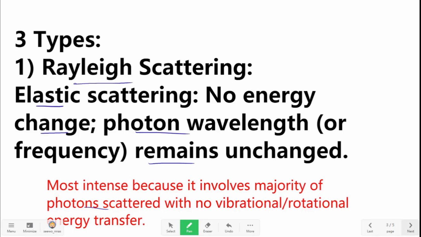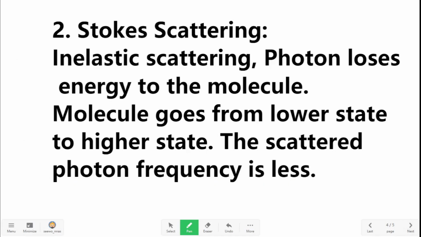Now the second type of scattering is Stokes scattering. This is inelastic scattering, meaning the photon loses energy to the molecule, which goes from a lower state to a higher state. The scattered photon frequency is less. So nu scattered is less than nu incident in the case of Stokes scattering.